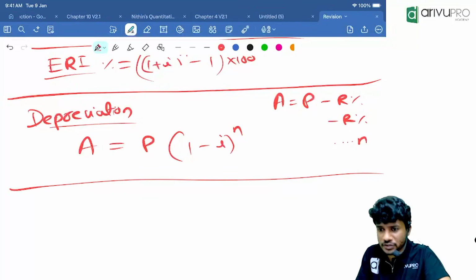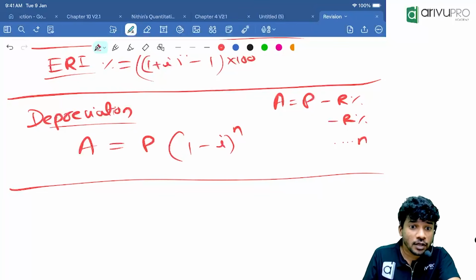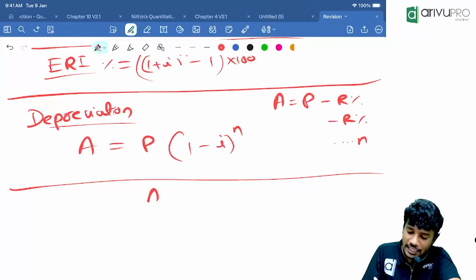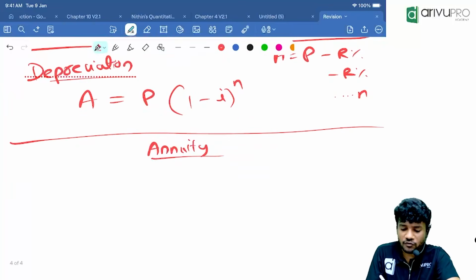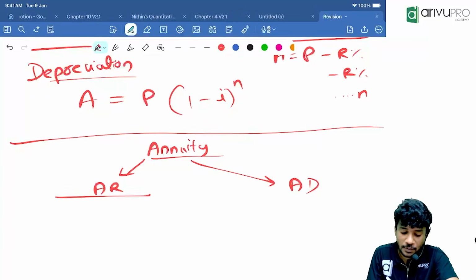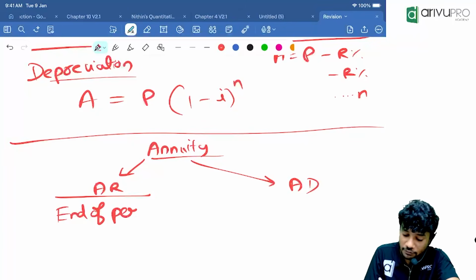Then once depreciation is done, what else we studied, people? Did we directly go to annuity or did we study anything else? No, we went to annuity. Annuity, there are how many types? 2 types. First one is annuity regular. Second one is what, people? Annuity due. Annuity regular means end of the period, whenever we are paying the recurring money at the end of each period.